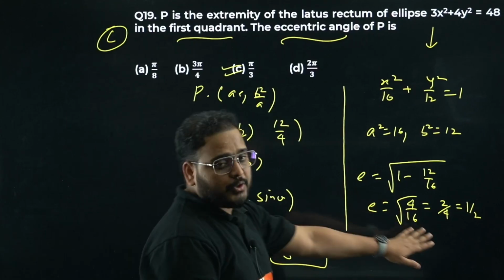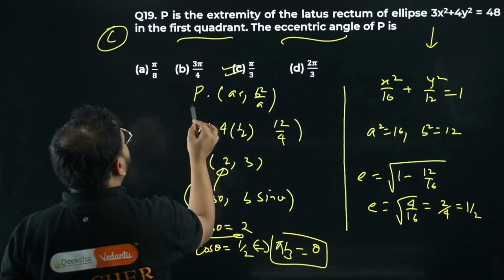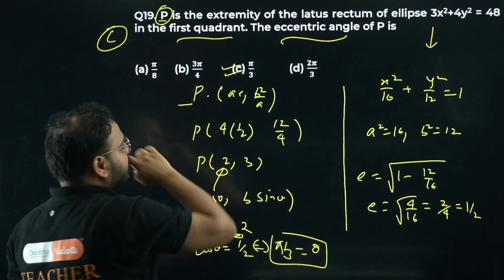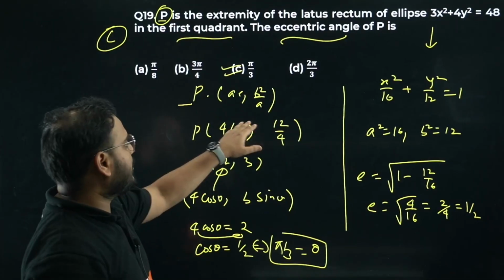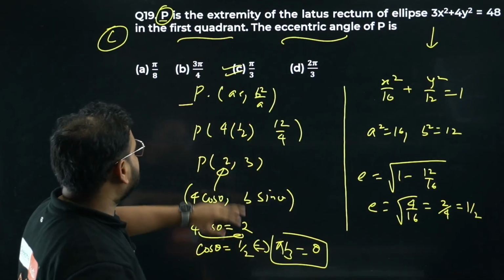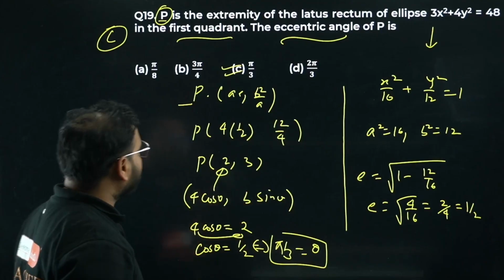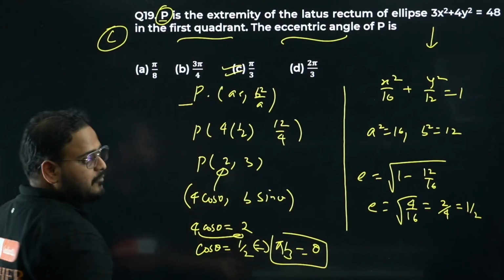First we have to find the e value. From there we have to find this. Extreme P is the extreme, okay? So the extreme value of latus rectum is (ae, b square by a), that is the formula. From there we get the coefficient as 2 comma 3, okay? That will also lie on the ellipse only, right?